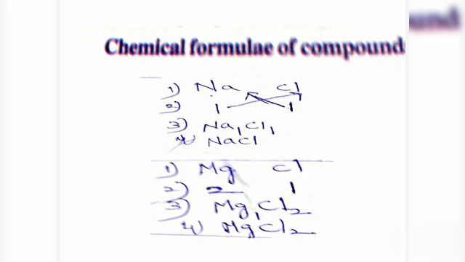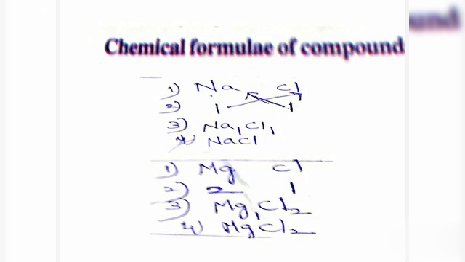Now we'll take one more example: magnesium chloride, MgCl2. How can we write the formula of magnesium chloride? In magnesium chloride, atoms of which elements are there? Magnesium is there, chlorine is there.